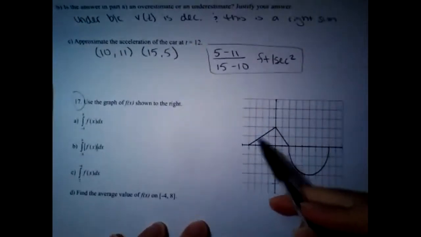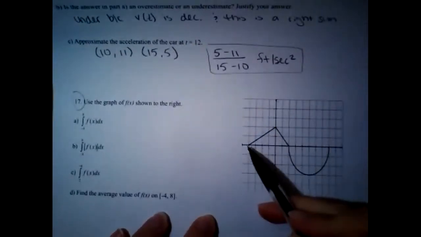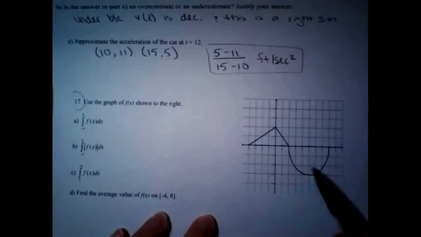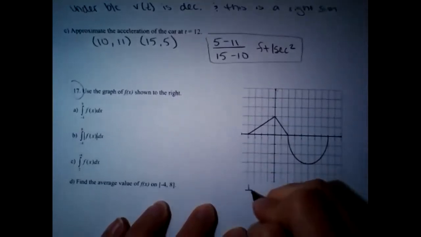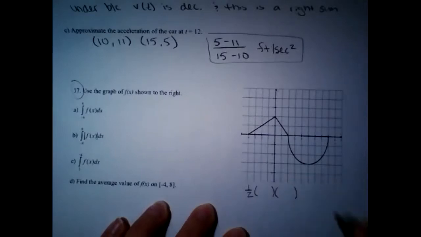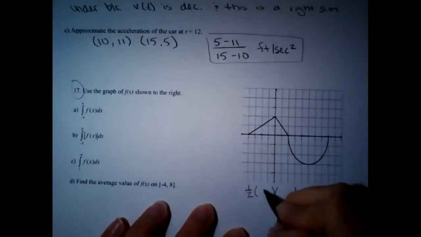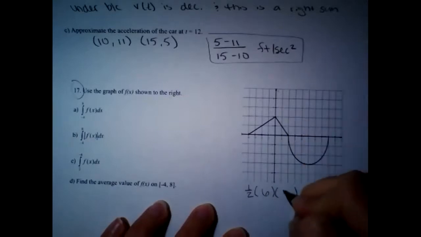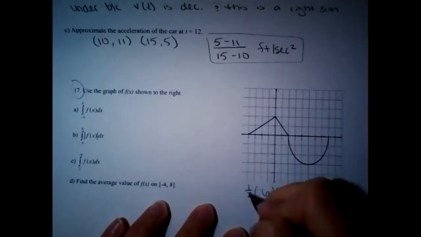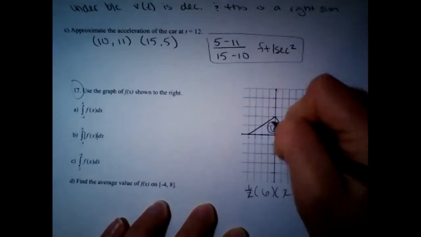All right, and then this last one here, we're going to use the graph to answer the questions. So the first thing you need to do is find these areas. So we have a triangle and we have a semicircle. So triangle is going to be 1/2 base times height. So the base is 6 and the height is 2. So the 1/2 and the 2 cancel, that's just going to be 6.